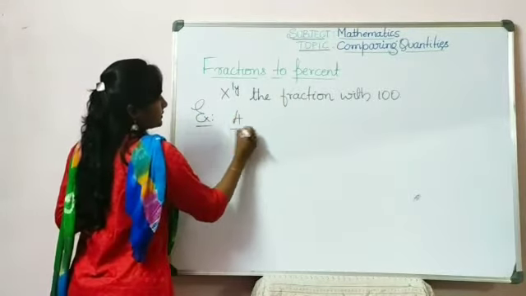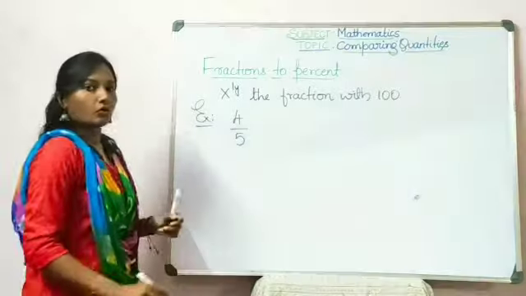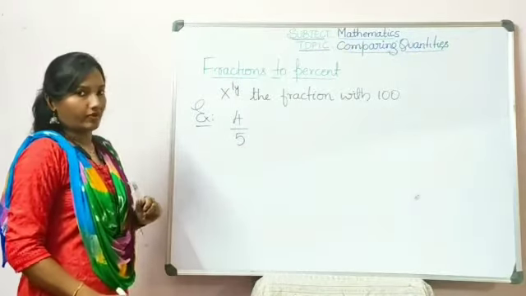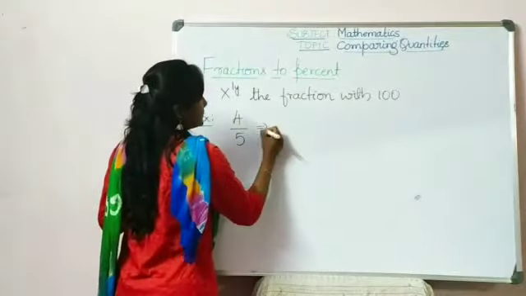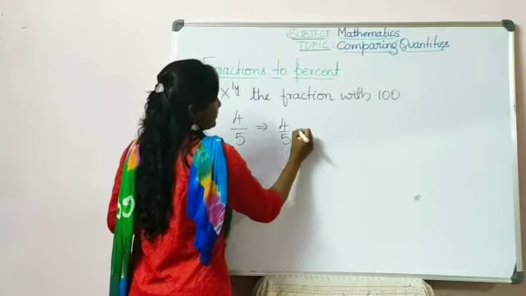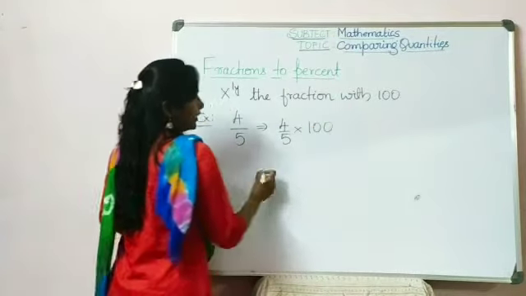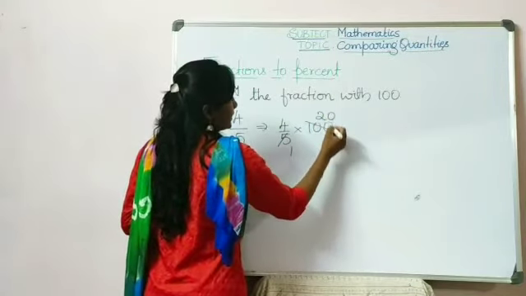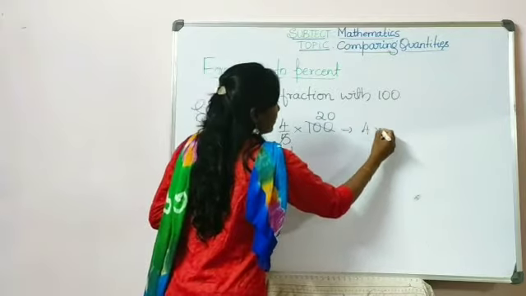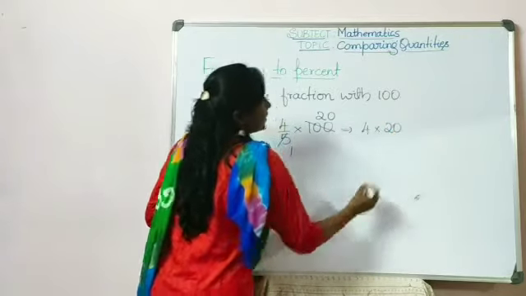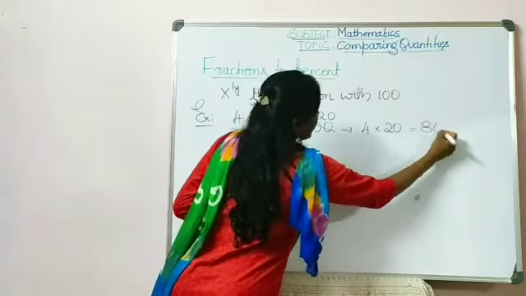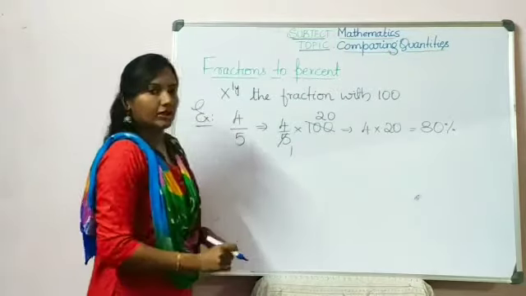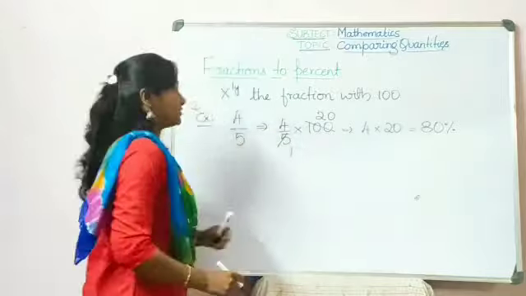I take an example. Suppose I take an example as 4 by 5. So what is the percentage of the fraction 4 by 5? I can say it is 4 by 5 into 100. When I solve, 5 ones are 5, 5 twenties are 100. So it is 4 into 20. That is 80%. So 4 by 5 in percentage can be expressed as 80%.